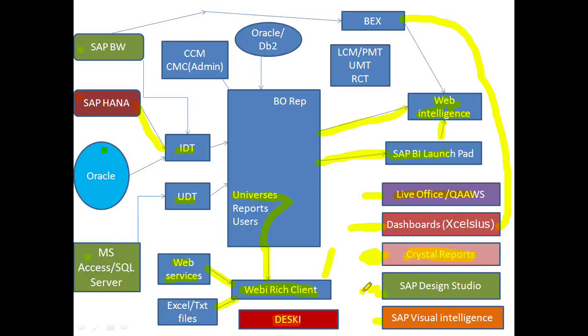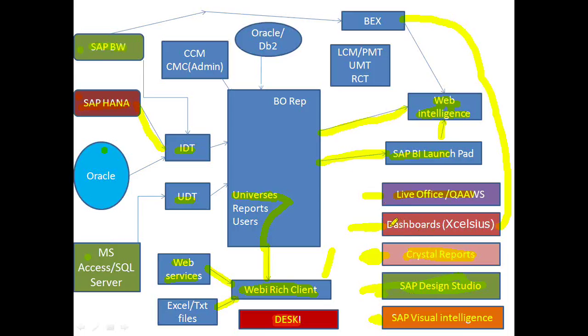Okay. So Design Studio and SAP Visual Intelligence are new tools introduced in 4.1. SAP Visual Intelligence is again renamed as SAP Lumira. Design Studio is for generating dashboards on top of the HANA database and the BW source system. How can we implement the dashboard by directly connecting to the HANA database and BW source system?